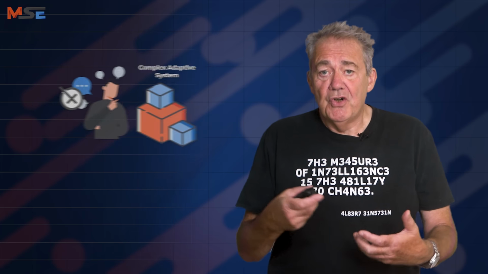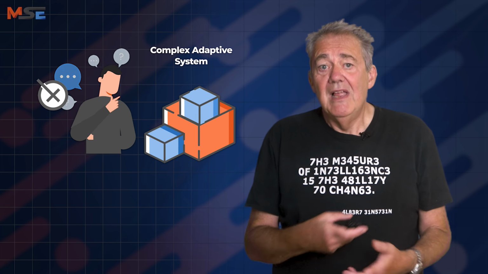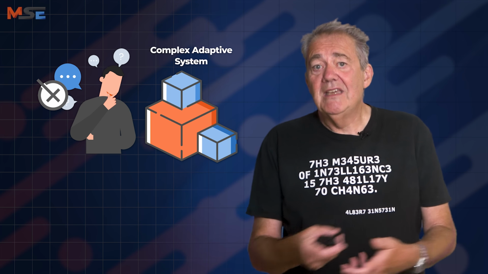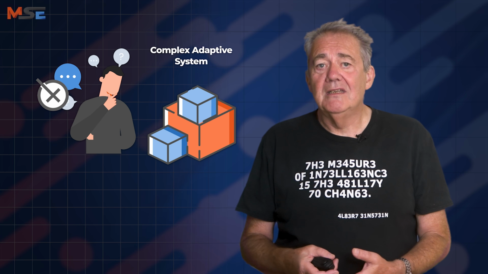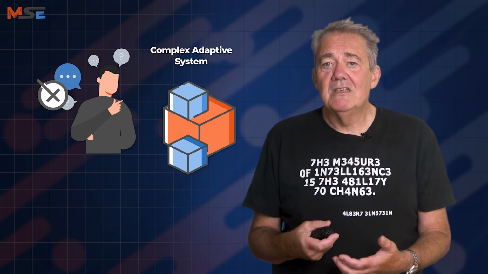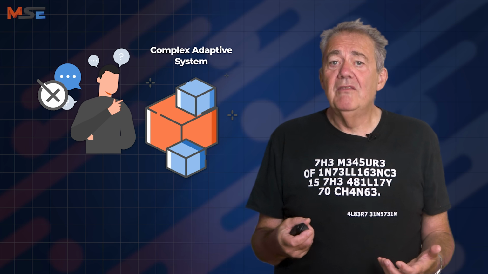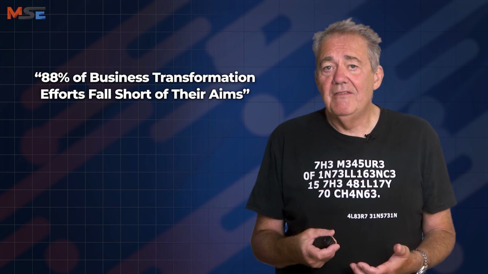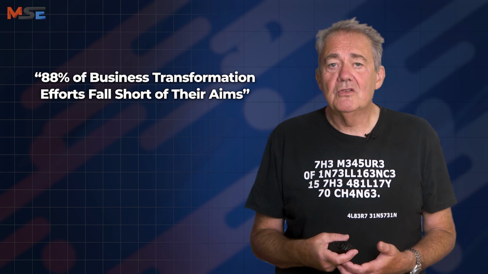This is once again the same category error. If you try to treat a complex adaptive system as a simple, predictable one, you make it more, not less, chaotic. This is a bad mistake and is one of the most significant barriers to making progress, and probably one of the explanations for that 88% failure rate of organizational transformation.